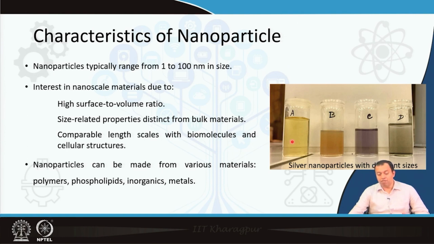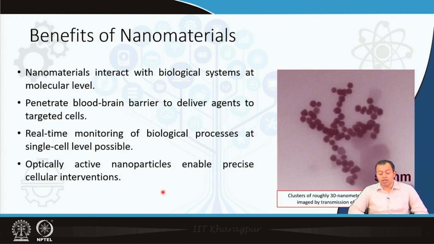Silver in bulk is whitish in color, but as you go on changing their sizes at the nanoscale level, 1 to 100 nanometer, they keep on showing their individual distinct color properties. Nanoparticles can be made from various materials: polymers, phospholipids, inorganics, and of course, metals. What are the benefits of nanomaterials? Well, obviously, they are nano.